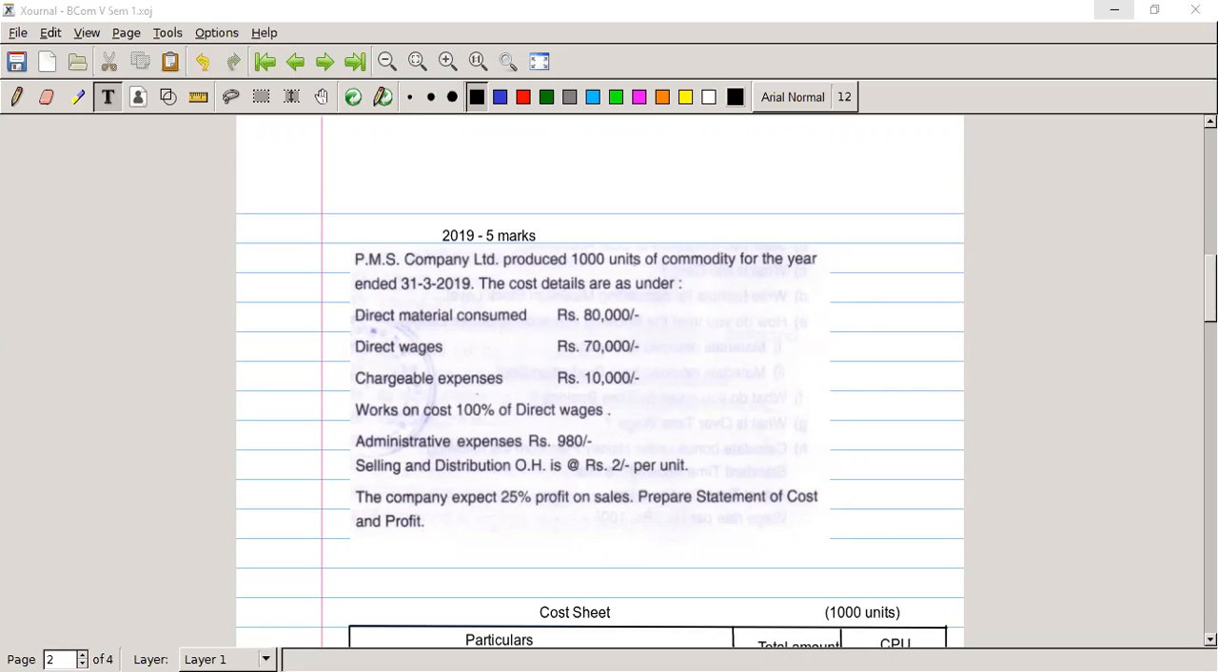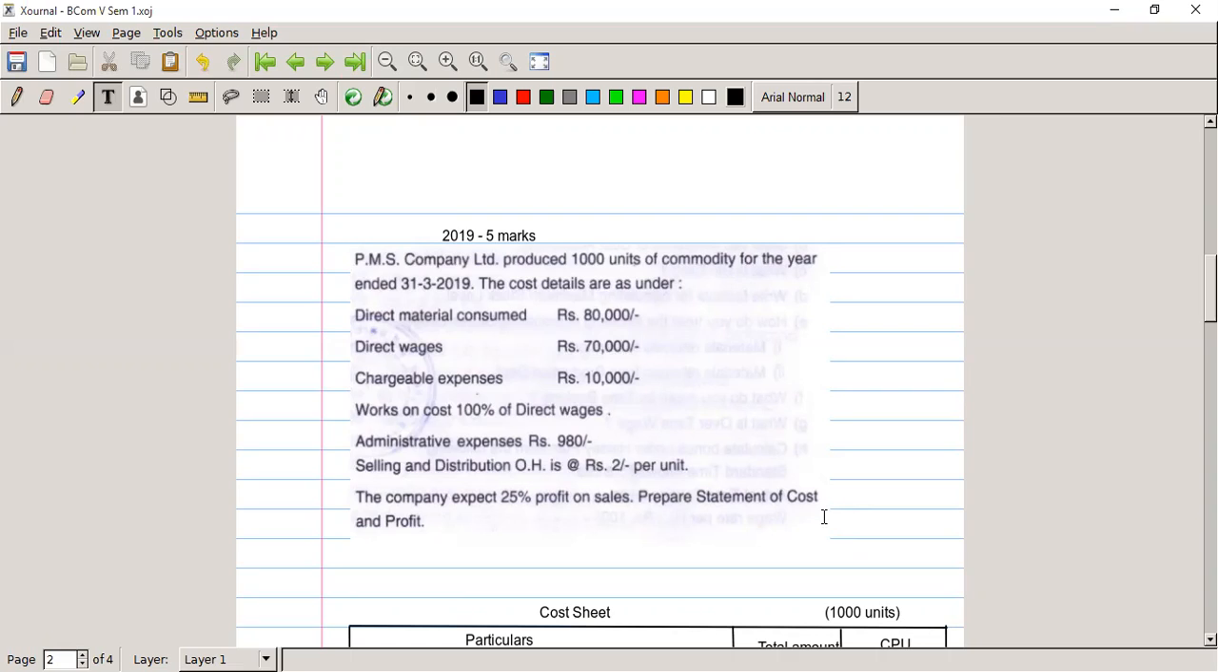So today we shall solve one more problem on cost sheet. So let us see the problem. This is the problem which I am going to solve today, that is, we have to prepare a cost sheet. This is a 2019 question paper asked from KEUD, Karnataka University, Dharwad for 5 marks.